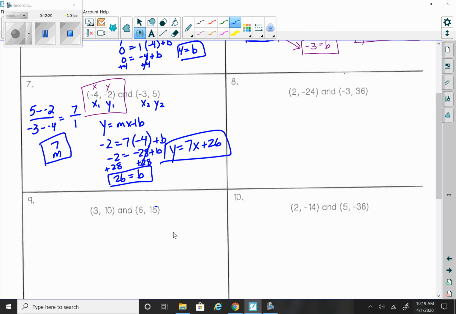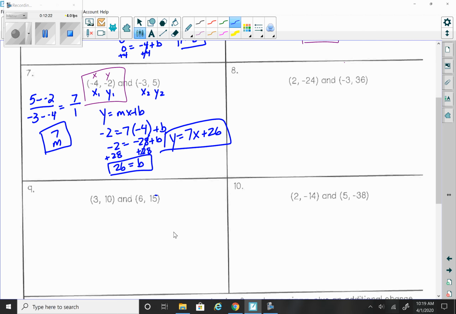Right now, I would like you guys to practice a couple problems for me. I'm going to have you try 8 and 9. So right now, pause the video, take a couple minutes, and try this process on problems 8 and 9. So pause the video.